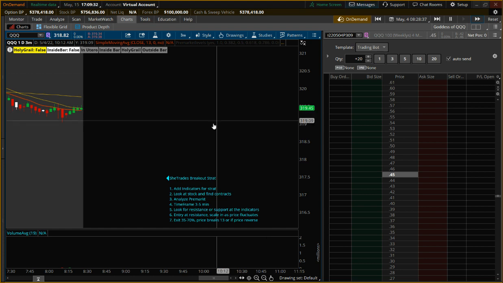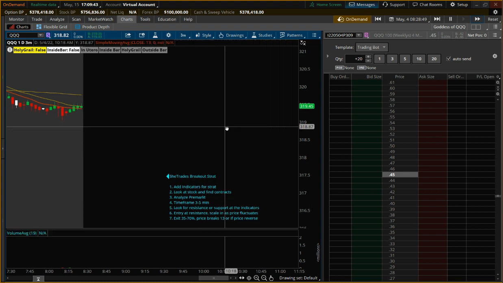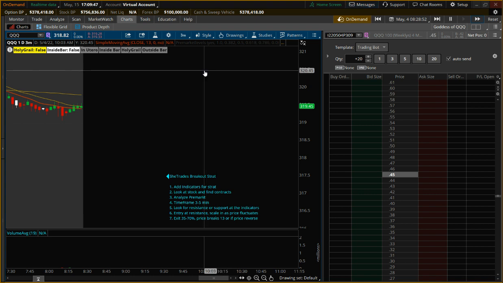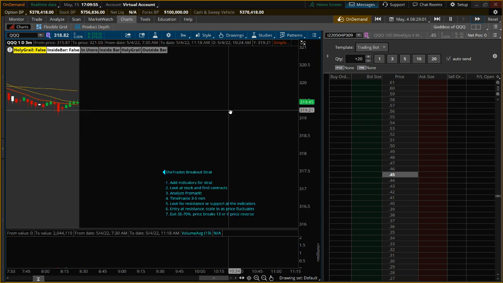Before the market opens, you should already know how much you want to invest. You should already know your profit taking area, your exit, your entries, and so forth. When the market opens, I tend to use the 3-minute time frame, and I fluctuate back and forth from the 3-minute to the 5-minute to see what's going on.